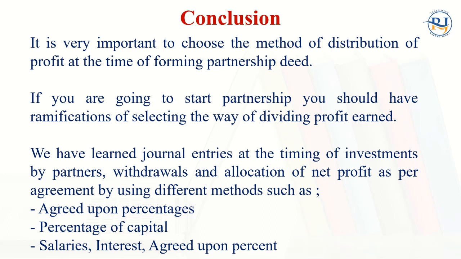We have learned journal entries at the time of investing by partners, withdrawal of money from the partnership firm, and allocation of net profit as per agreement by using different methods, such as an agreed-upon percentage, percentage on the basis of the capital invested, or the third method, salary, interest and agreed-upon percentage. These are the three ways for distribution of the profit in the partnership firm.